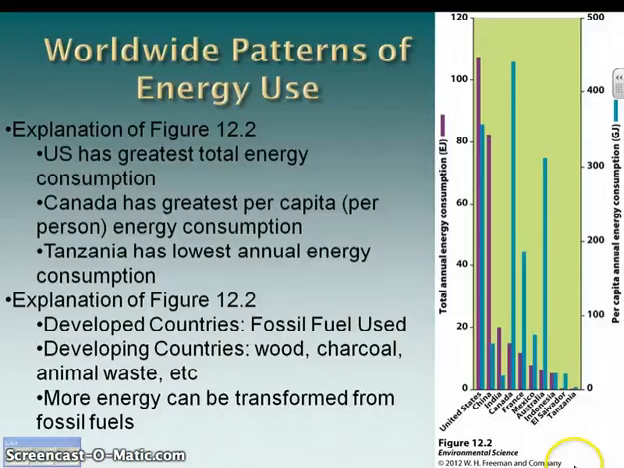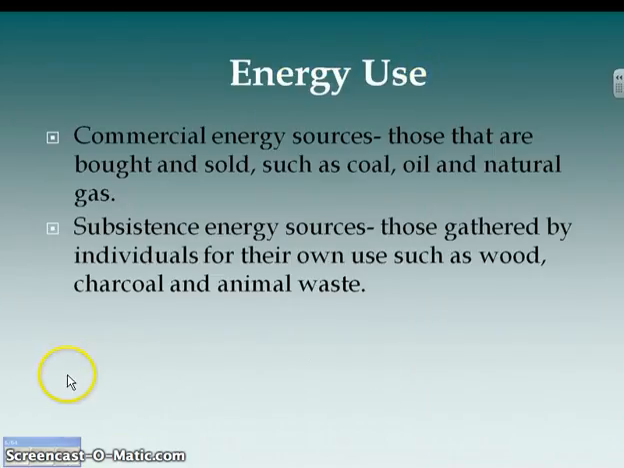What's also interesting to note is that the kind of energy being used depends on whether you're talking about a developed or a developing country. In developed countries, you're mostly talking about fossil fuels, whereas developing countries are more focused on wood, charcoal, and animal waste for sources of energy. And so moving forward, we're going to focus the rest of our time on United States energy use.